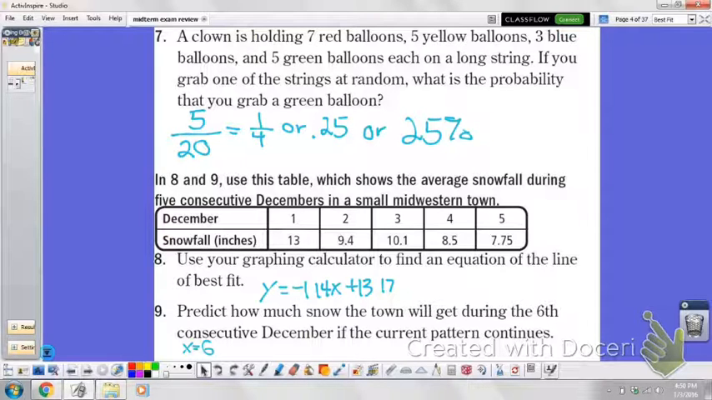So I'll take my equation, y equals negative 1.14x plus 13.7, but instead of using x, I'll use 6, and then plus my 13.17, and that'll give me my y value, my snowfall in inches, which is 6.33. So in the 6th consecutive December, you'll have 6.33 inches of snow.